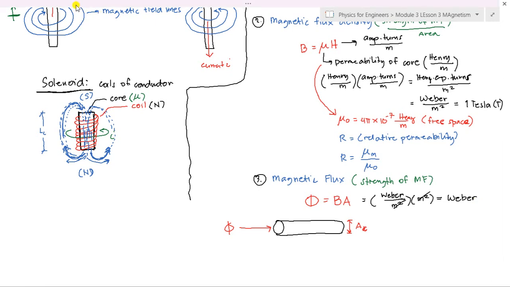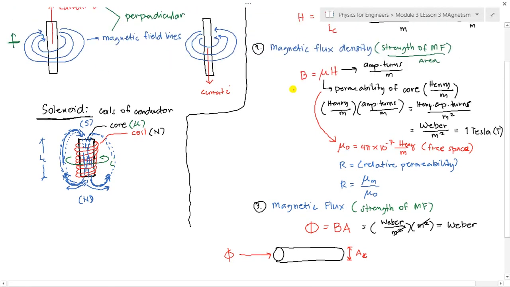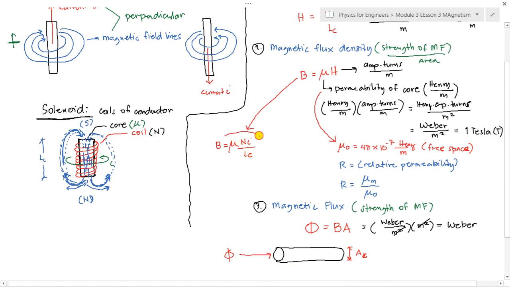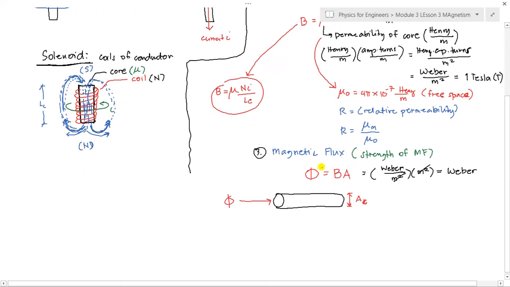Okay? And if we are going to substitute the I, okay? Actually, si B, si magnetic flux density, this is also the same as mu, since we already have a formula for H, that is the number of turns multiplied by the current, so that is Ni over LC. So this is another form of our magnetic flux density. And the same thing with the magnetic flux, ato ra na siya i-convert. Well, this is just the same as phi is equal to the B here, mu Ni over LC, multiplied by the area, that is AC or the cross sectional area.